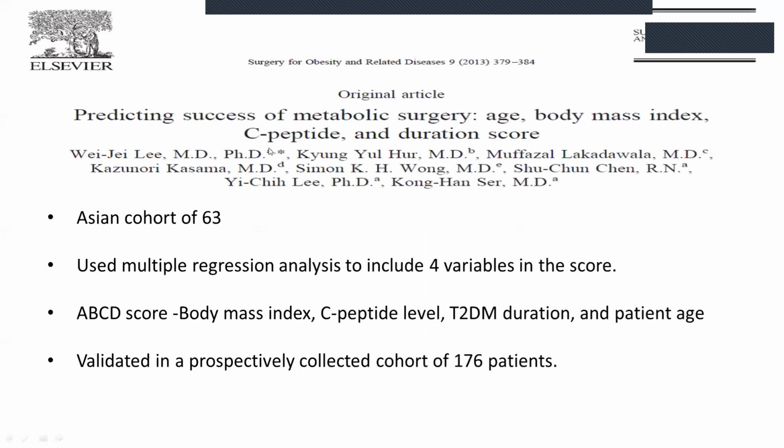This was in 2013 when the ABCD score was developed. Lee et al. had an Asian cohort of 63 patients who underwent Roux-en-Y gastric bypass, and they used multiple regression analysis to include 4 variables into a scoring system which they developed, and they called it the diabetic surgery score, but finally it came to be called the ABCD score, because it included 4 variables which started with A for age, B for the body mass index, C for C-peptide level, and D for the duration of diabetes. This was also validated in a prospectively collected cohort of 176 patients.